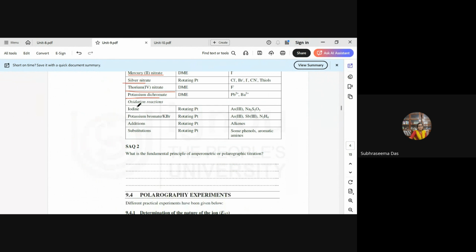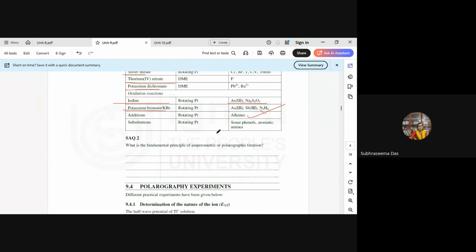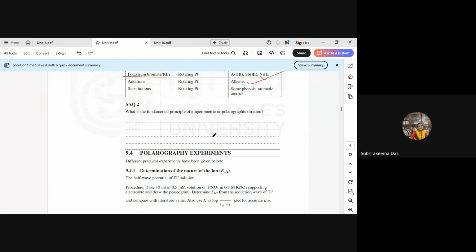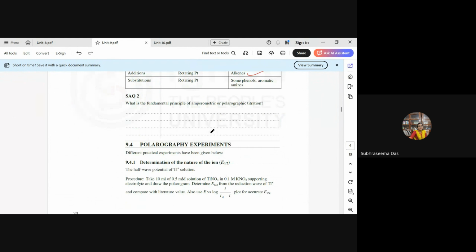Even oxidation reactions can be used, such as iodine oxidation reaction can be used for identification of sodium thiosulfate. Then potassium bromate or KBr can be used for identification of arsenic 3+ and N2H4. Then substitution and addition reactions can be used for identification of alkenes. So we see that amperometric titrations are particularly helpful in identification of a wide group of functional groups.